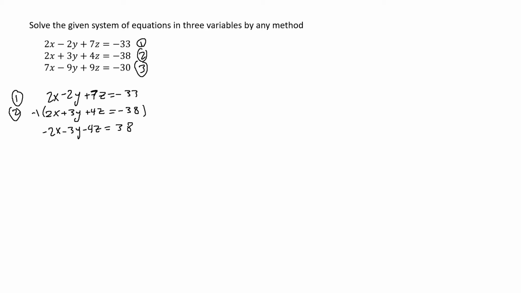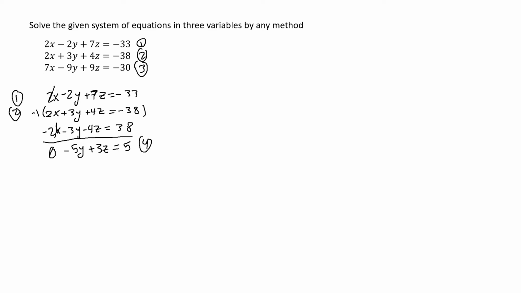And I'm going to add the first and second equation. 2x minus 2x goes to 0. These two cancel. Negative 2y minus 3y gives us negative 5y, plus 7z minus 4z is plus 3z, equal to negative 33 plus 38, which gives us 5. Let's call that equation 4.